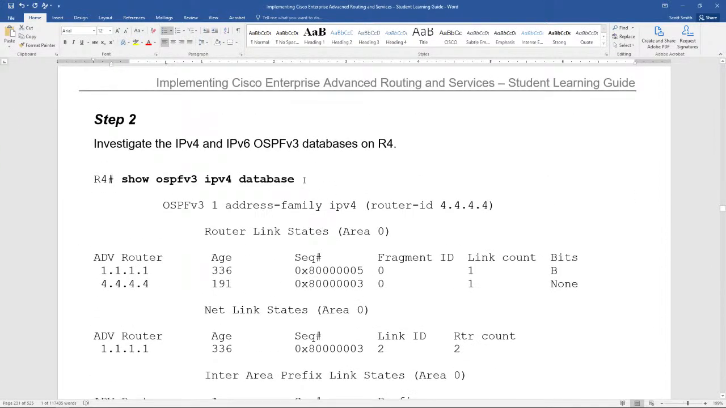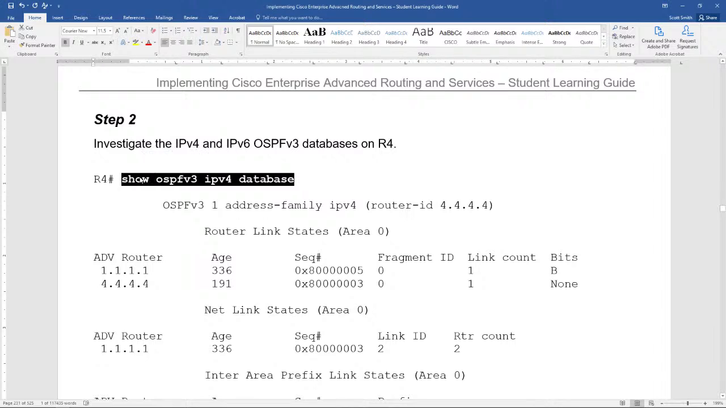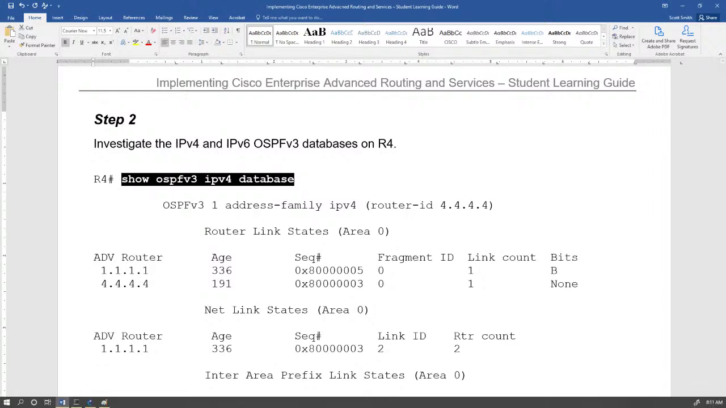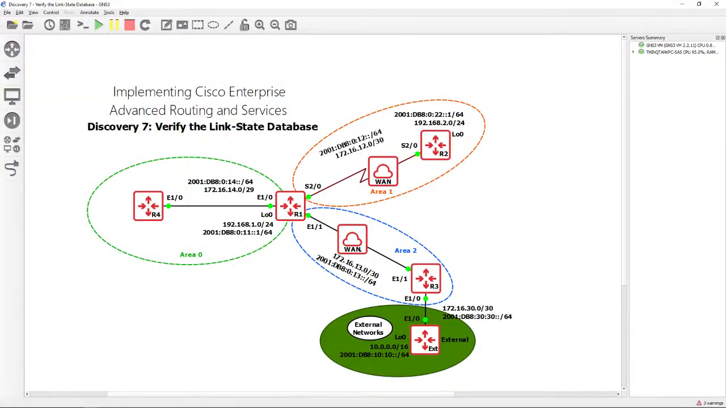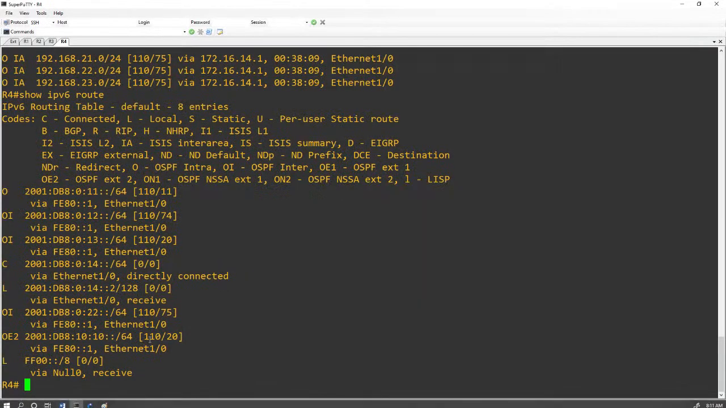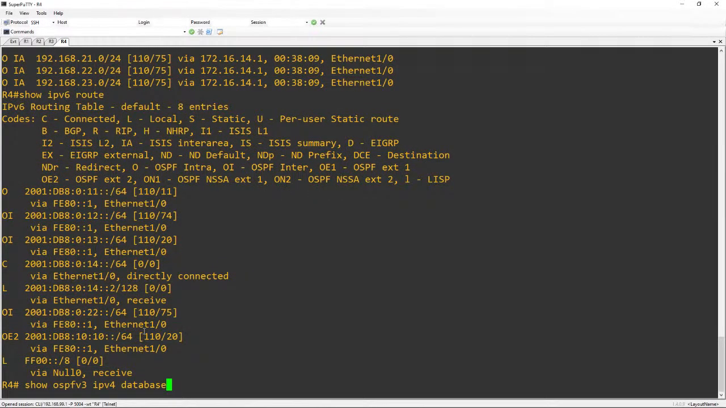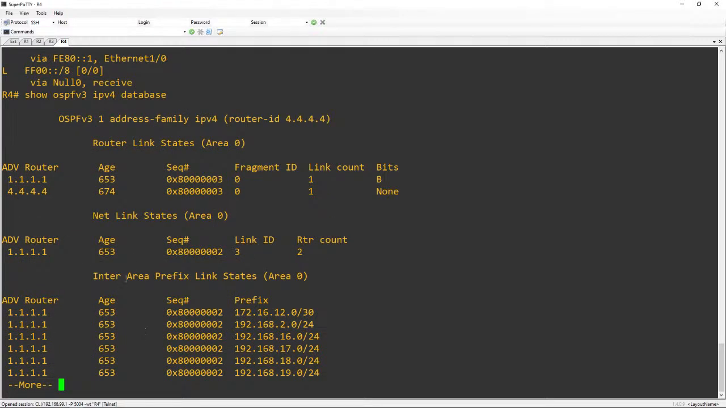Now, let's take a look at the database. In the case of OSPF v3, if you recall, we only really have one database. We can drill down to the v4 version of that database. We can drill down to the v6 version of that database. But OSPF v3 kind of combines those databases together. And let's take a look at what we see here.